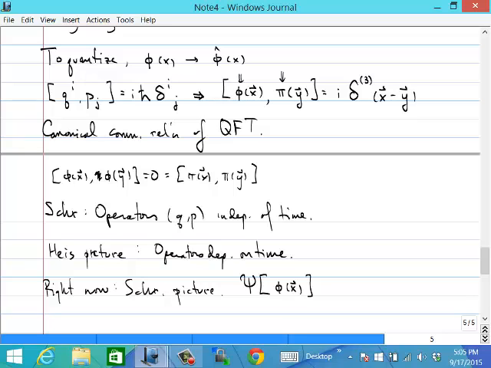Right? In the Schrodinger picture, operators are labeled by space, but the states depend on time. It's much easier if you think of your operators as just labeled by space and time. Right, so I should really put in the Schrodinger picture psi of x and t.